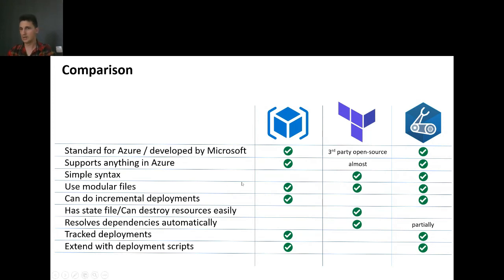Simple syntax. I think everybody agrees that Terraform and Bicep are easy, while JSON and ARM is a bit complicated. It's a bit, let's say, more complicated to the eyes, right? Incremental deployments, which can be a pro and a con.